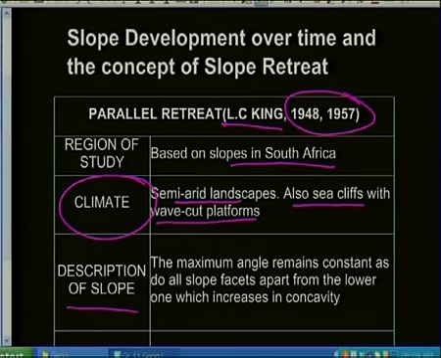How did he describe the slopes? He described it again as the maximum angle remains constant, as do all slope facets, apart from the lower one, which increases in concavity. What this simply means is that all the accumulated material along the pediment resulted in a higher angle slope.